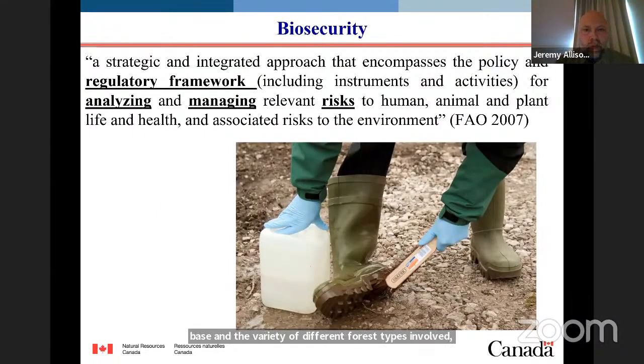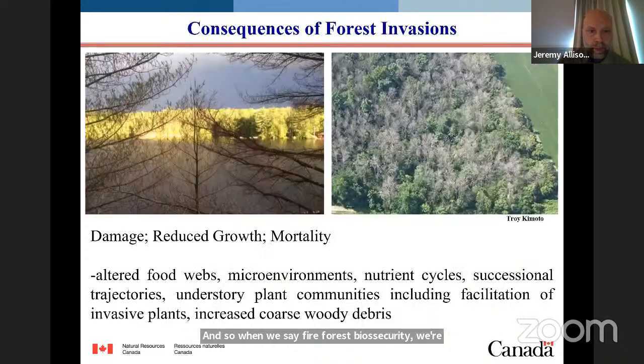And when we talk about biosecurity, what we're talking about really is an approach that encompasses policy and regulatory frameworks that's really designed for analyzing and managing risks. And so when we say forest biosecurity, we're talking about analyzing and managing risks to the forest resource base. And so these two pictures illustrate some of the consequences when biosecurity fails.